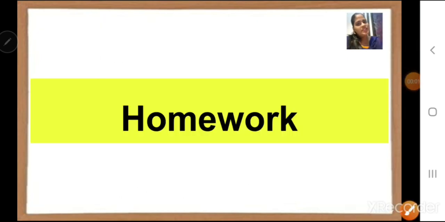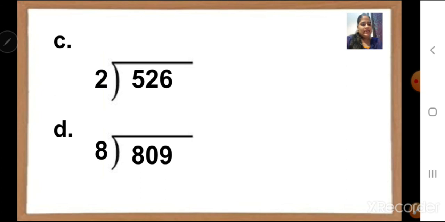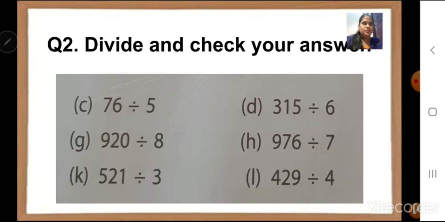Children, now it's time for homework. Your homework is question number 1. Divide the following numbers. Your C and D question. And from question number 2, divide and check your answer. Okay. This is your homework. Children, in question number 2, you have to check your answer also.